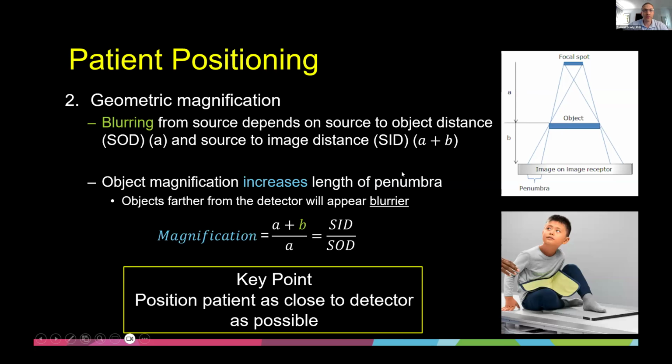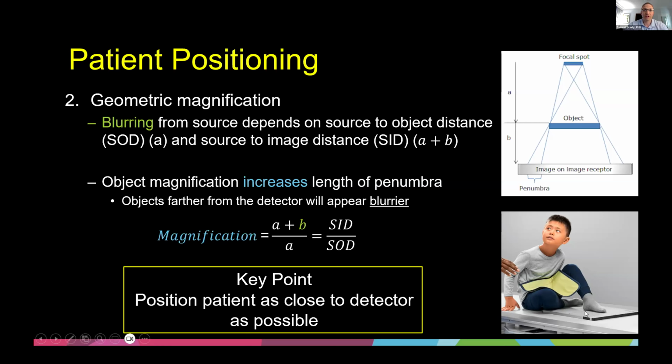And so the key take home for this is when possible, we want to keep the anatomy as close to the detector as possible to get the best resolution and sharpest, crispest image to minimize the blur in the image.